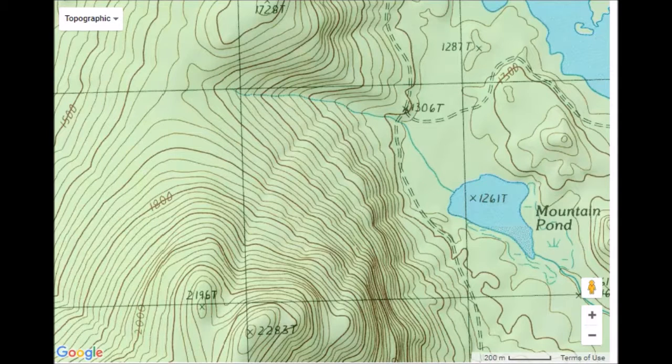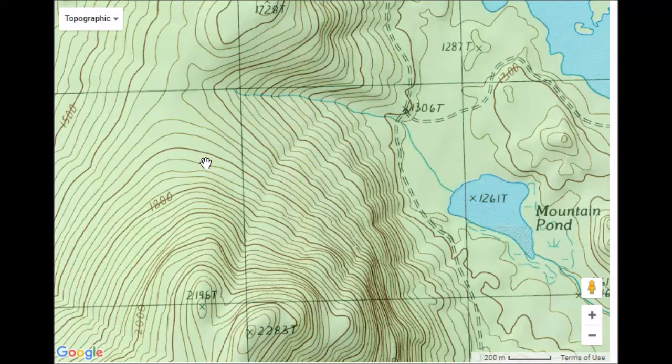Now, in the last segment, we talked about how these funny brown lines were called contour lines, and that they were the backbone of a topographical map. And they really are, because without contour lines, we would not be able to give geographic features any size or shape to them.